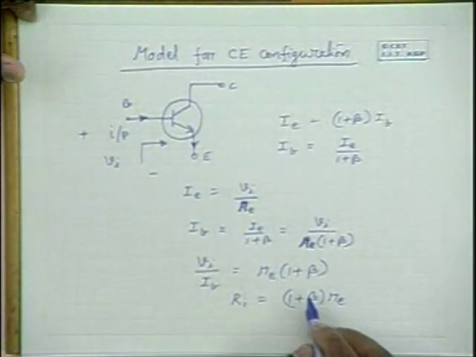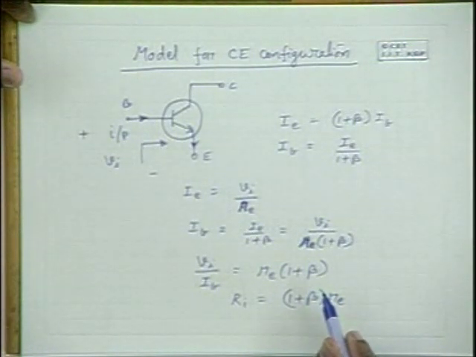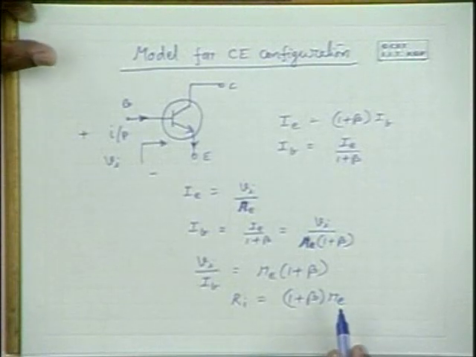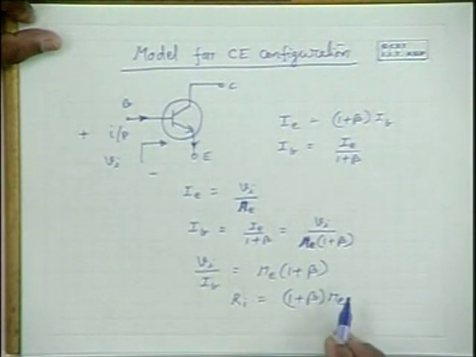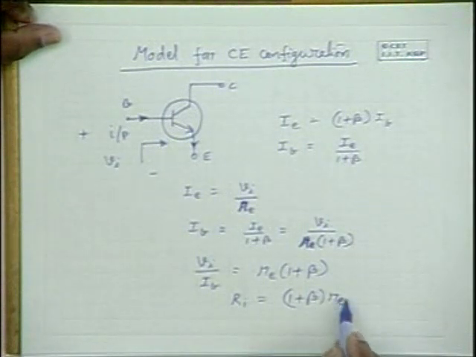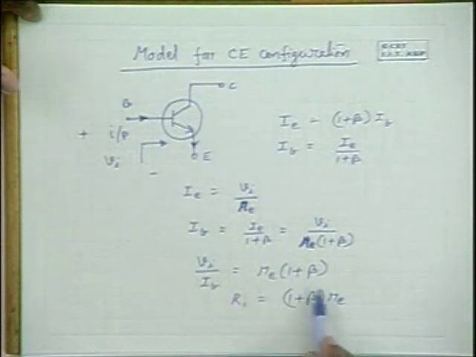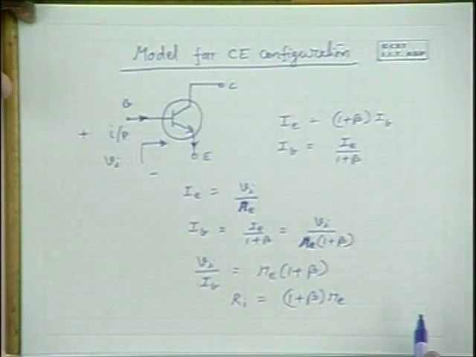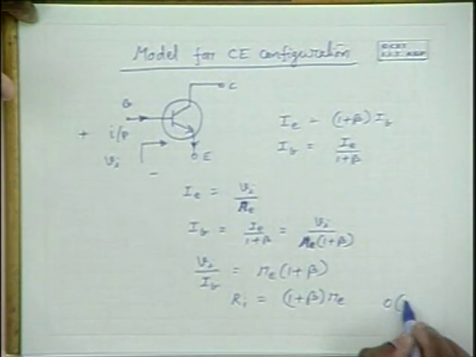Now when beta is 100 and Re is 26 ohms, when IE is 1 milliamp here, so you will get 100 into 26, 2.6 kilo ohms as the input impedance. Now for larger emitter current, Re is going to be smaller than the 26 ohms in the example which we considered earlier, and Ri is typically about 1 kilo ohm, is of the order of 1 kilo ohm.